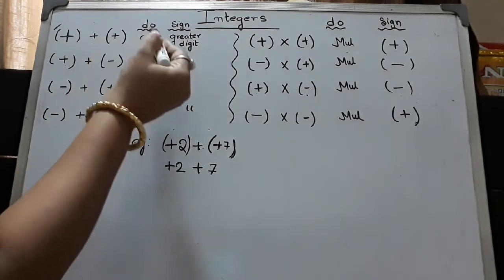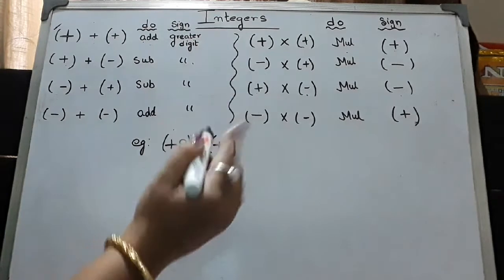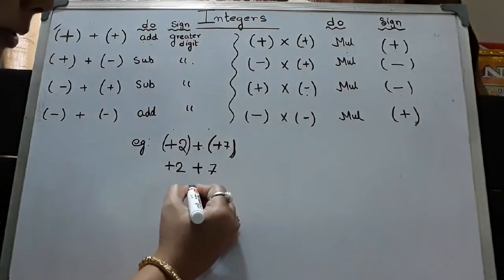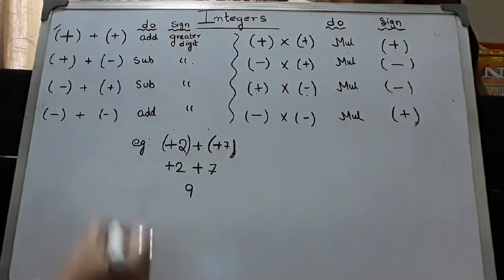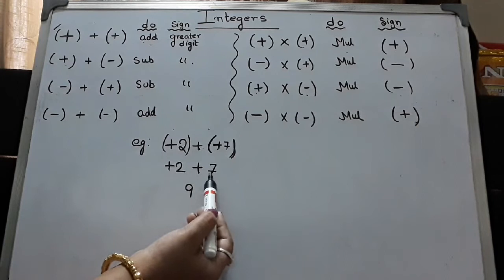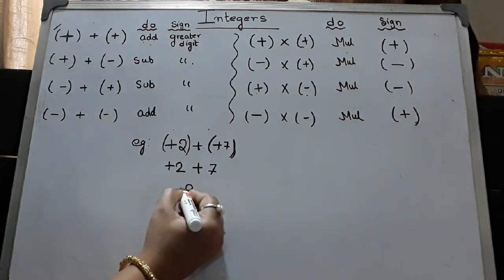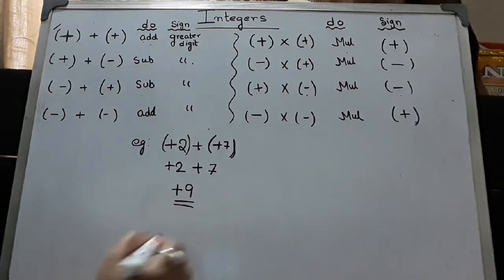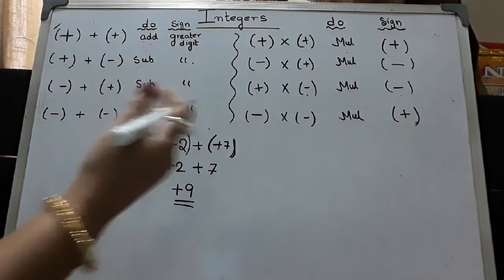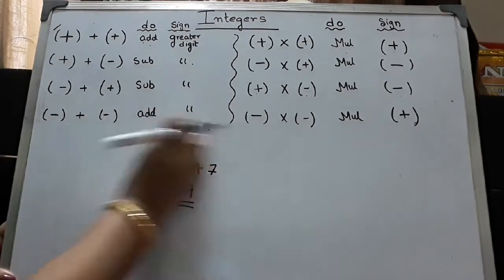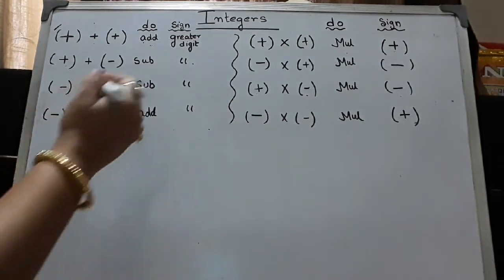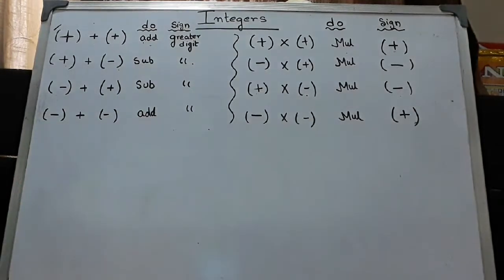Plus plus, you have to add. Do add means in your mind you will do the addition. And what sign you are going to put? Sign of the greater digit. Here 7 is your greater digit. So the sign of 7 is positive. So you have to put the positive 9 here. Am I clear? Let's go for the second part. Always remember, when you solve this, you need this.